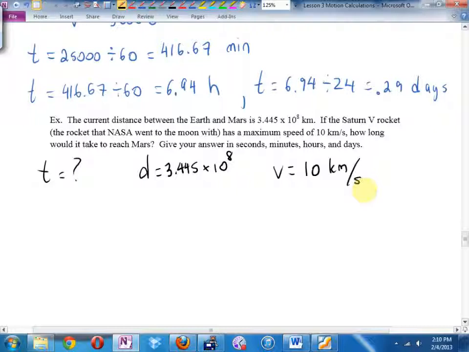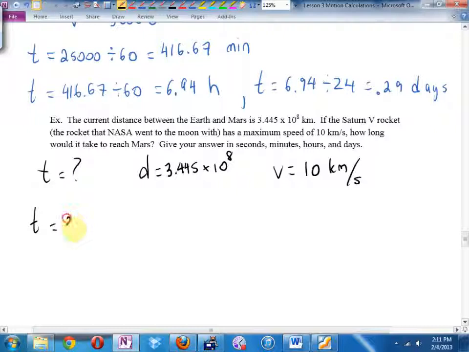You're going to have to get into the habit of double checking the units. Make sure it's either kilometers, or meters. Make sure it's either seconds, or hours. But don't start mixing and matching times and distances. All right. How many seconds will it take to get to Mars?